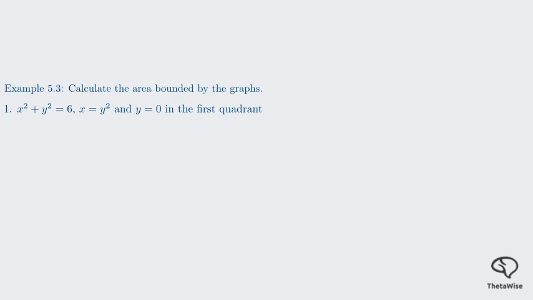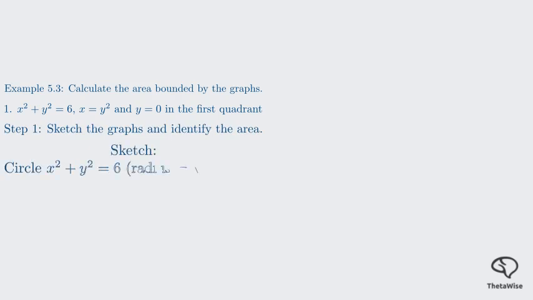Find the area bounded by the circle x squared plus y squared equals 6, the parabola x equals y squared, and the line y equals 0 in the first quadrant. Step 1. Sketch the graphs and identify the area. We have a circle centered at the origin with radius the square root of 6, which is about 2.45. We have a parabola x equals y squared, which opens to the right. And we have the x-axis, y equals 0.